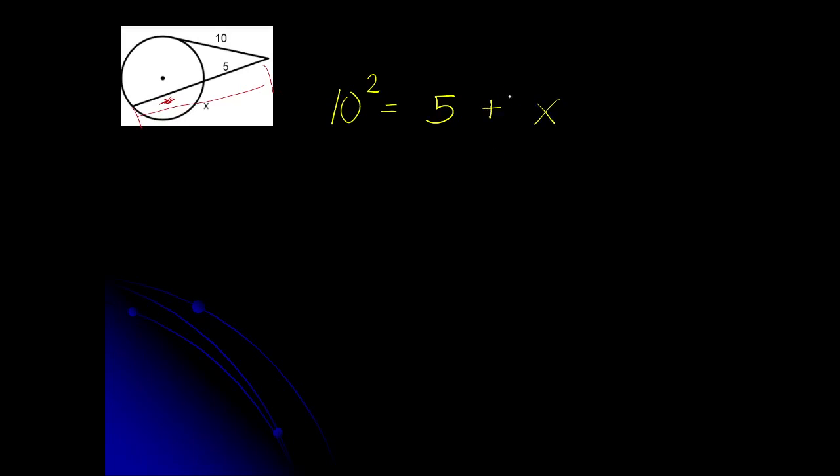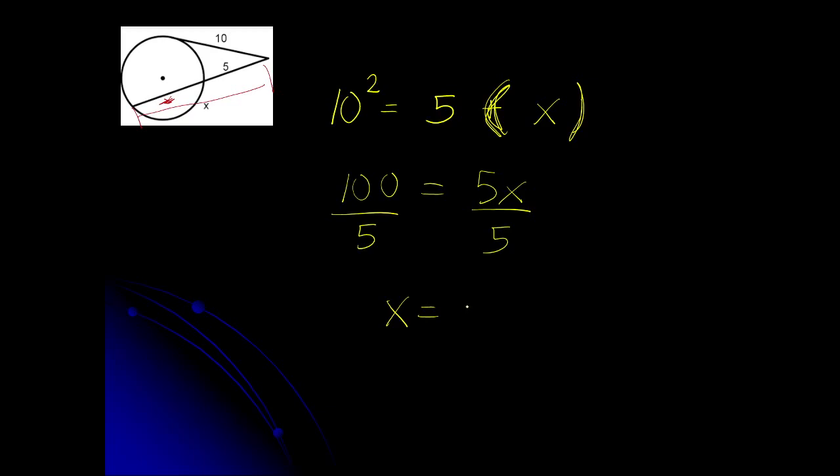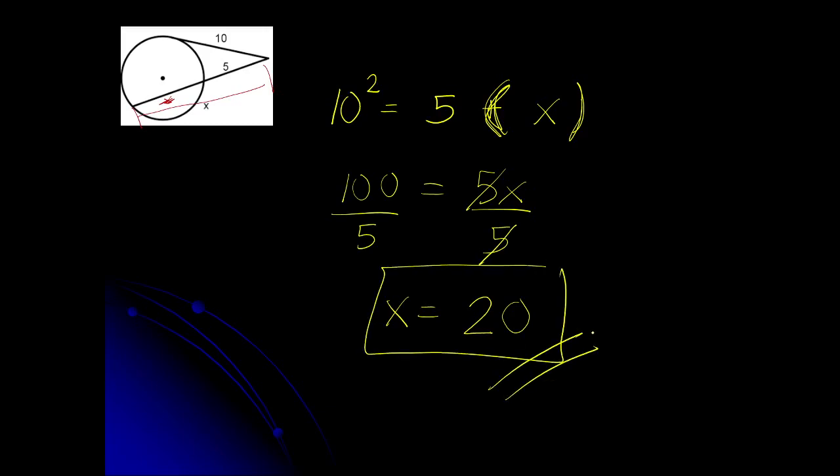I know, 5 times x, I mean. 5 times x. So you now have 10 squared, that's 100, equal to 5x. Dividing both sides by 5, what is x? 20. Okay? So take note: if our x is outside, that means the longer side is x. If it is inside, then you add x plus 5. Okay, this one.